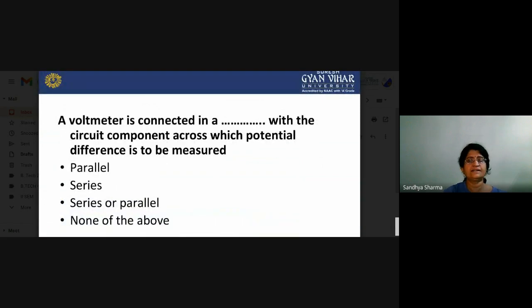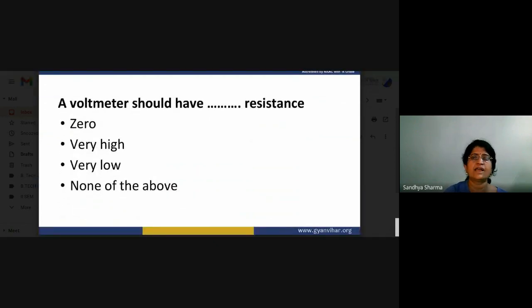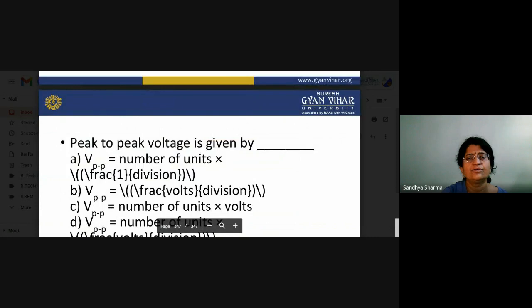A voltmeter is connected in a dash with the circuit components across which the potential difference is to be measured. So you have to know how we connect our voltmeter in a circuit. You also have to know the ideal value of the internal resistance of your voltmeter. The options are zero, very high, very low, and none of the above. That is basically the key to how you connect your devices.